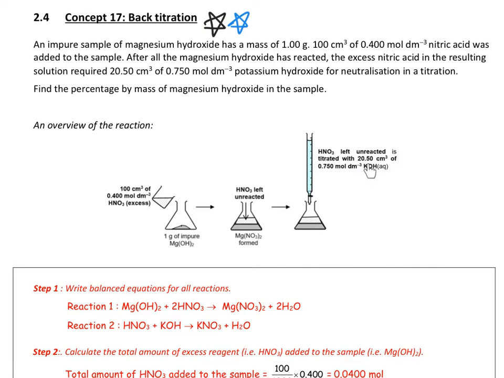So can I say that if you're able to know the moles of your KOH, you will be able to determine the moles of HNO3? And this HNO3 you found out is the leftover. Do you know the initial? Yes. So you take the initial, subtract the leftover, what do you think it becomes? It becomes the amount that reacted with magnesium hydroxide. So that's why we call it back titration, because we're working from the back all the way to the front to find out the number of moles of magnesium hydroxide.